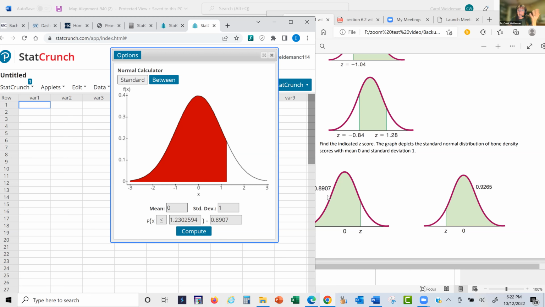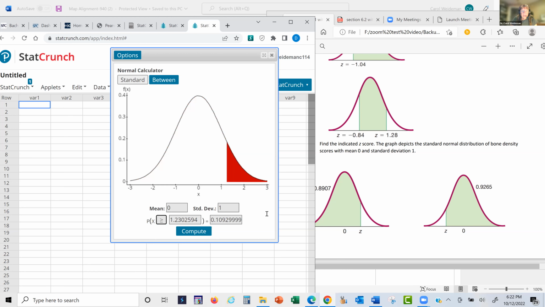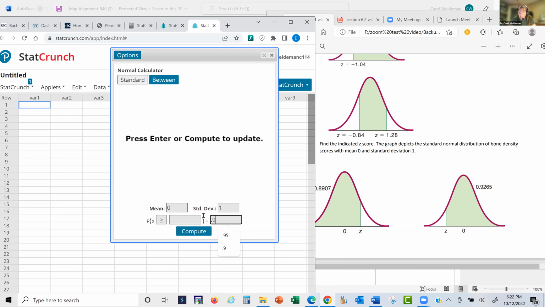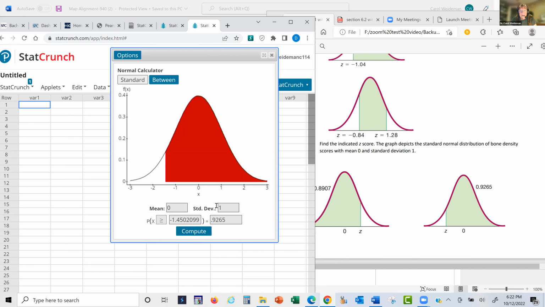Okay, let's flip it around to the other side. We want to do a greater than this time. And now you're going to put in the area that was given to you, which is 0.9265, compute. And we get a negative z-score. Again, the picture looks like what I was given, so it's negative 1.45. So a z-score of negative 1.45 has an area or probability of 0.9265 to the right, or greater than that value.